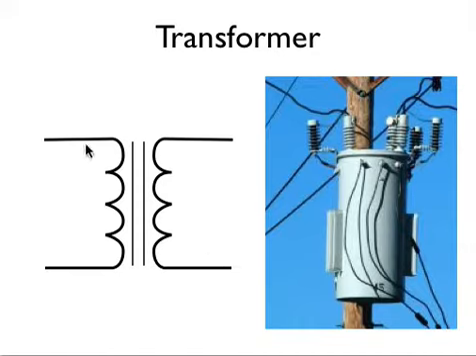We have transformers. Transformers are coils of wires. One coil is your input, one coil is your output. There's some sort of iron core between the two. And a transformer's job is to transform the voltage. So it may take a voltage of 120 volts and transform it down to only 5 volts.